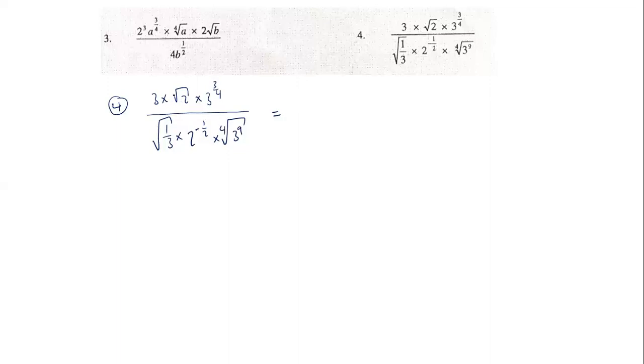So the first thing is we need to change this root sign into exponential form. So I'm just going to write everything as it is, except where I'm going to change the root signs. So that means here we're going to have 3 times, we're going to have to change this root into exponential form. So we're going to have 2 to the power of 1 over 2, that's a square root, multiplied by 3 to the power of 3 over 4.